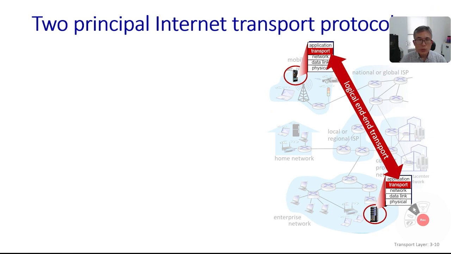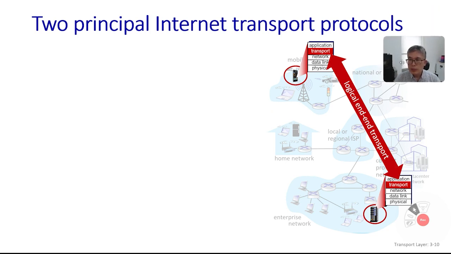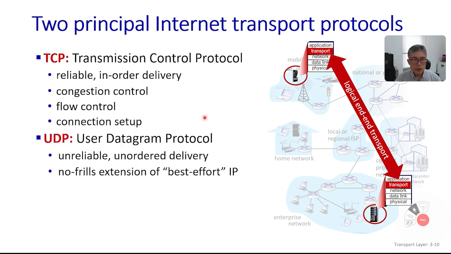So there are two principal Internet transport protocols, TCP and UDP. TCP provides reliable, in-order delivery, and congestion control and flow control are provided. Also, connection setup is a prerequisite for interaction between two logical endpoints. On the other hand, UDP, the user datagram protocol, provides unreliable, unordered delivery, with no special extension to best effort IP, just best effort delivery.